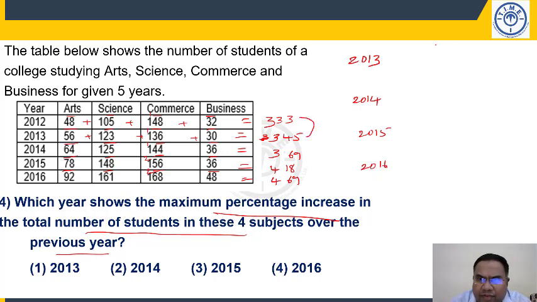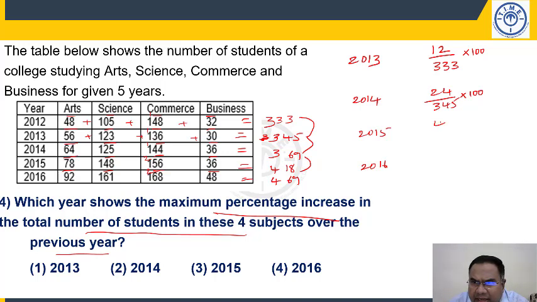333 to 345, percentage increase, difference 12, initial value 333, into 100, common, I am not writing, right? So 2014, 345 to 369, difference 24 by 345 into 100. Then 369 to 418, 49 by 369 into 100. 2016, 51 by 418 into 100.